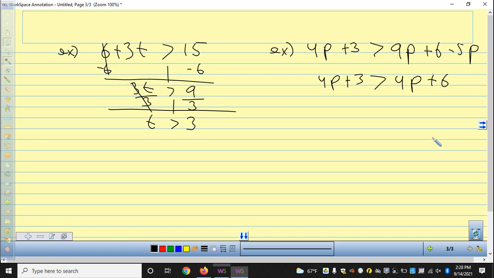So what's our next step? So we want to get the p's together. So is that what we're saying? Yeah? So I subtract 4p from both sides. Well, 4p minus 4p, that's 0. And I get 6. 4p minus 4p is 0. And I get 3 is greater than 6.